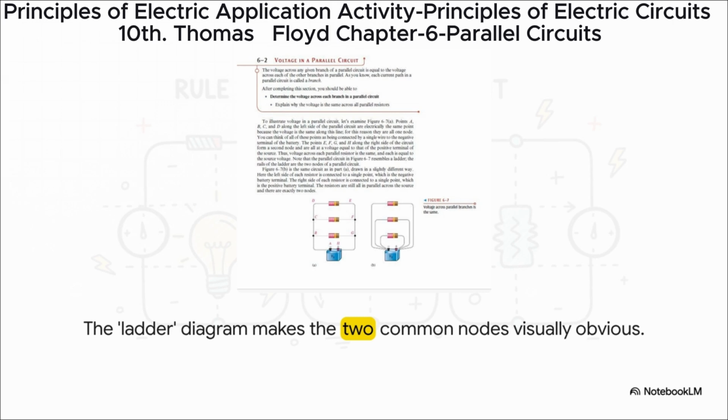The 2 vertical rails of the ladder, those are our 2 nodes. And notice how every single component, every rung of the ladder, is connected directly across those same 2 rails.